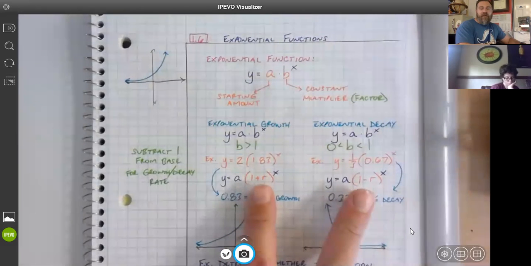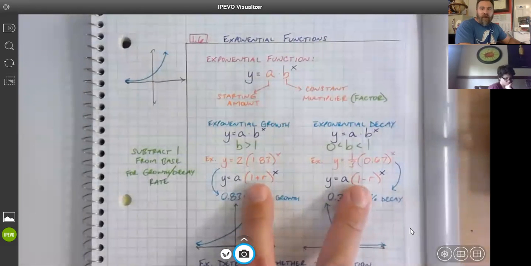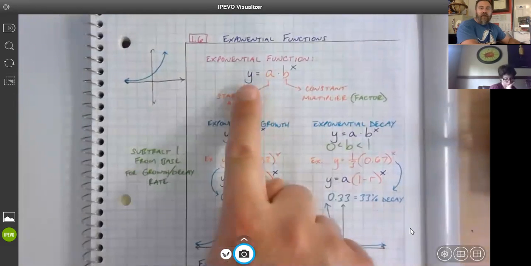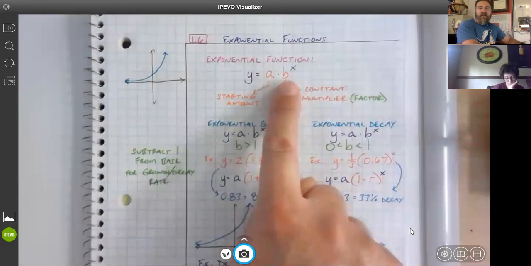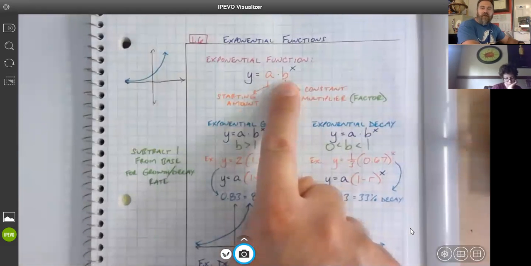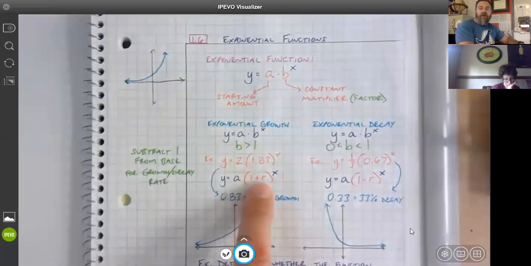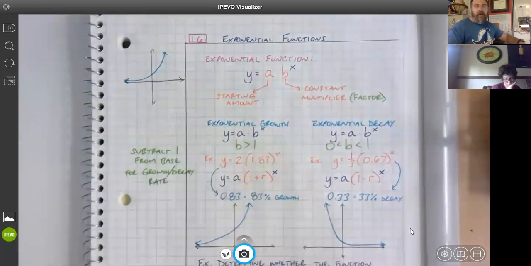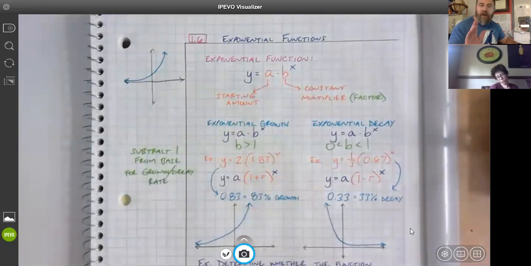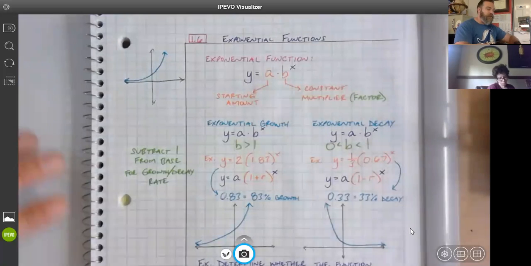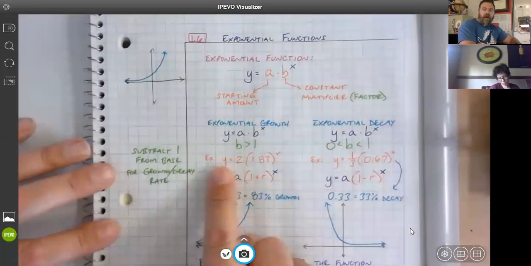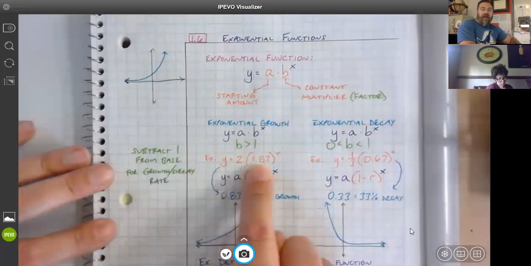So first off, you're going to see these two formulas. For the record, when the textbook uses these, they are no different than my original a times b to the x. The only thing that's changed, so to speak, is this b. They're kind of splitting it up into 1 plus r or 1 minus r. Don't get caught up on that. Don't feel like you have to memorize those formulas. There's actually a very simple process to pull out what percent is changing here. So let's go back to this example. Here in this example, I'm given this exponential function.